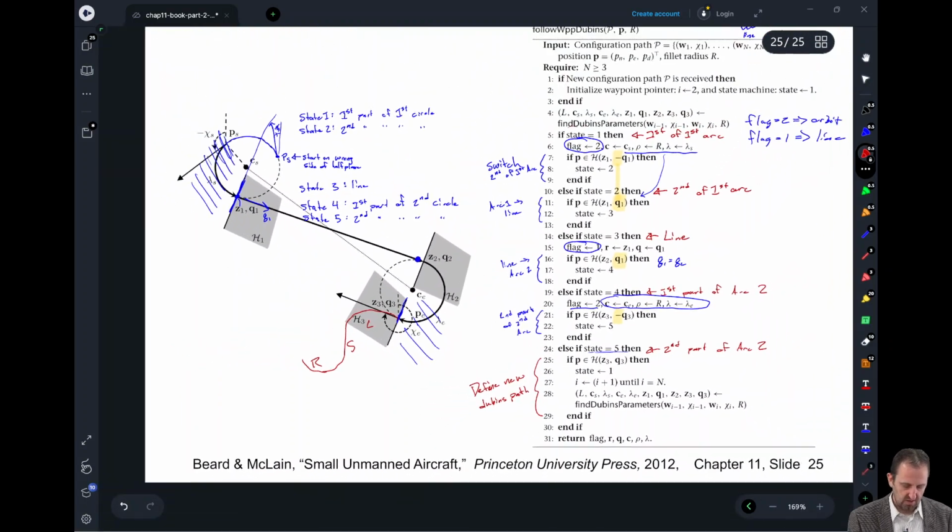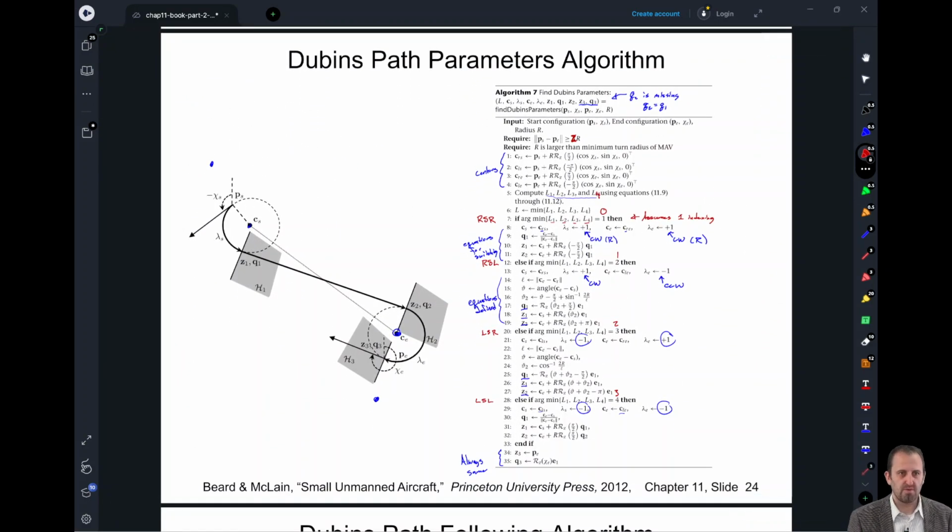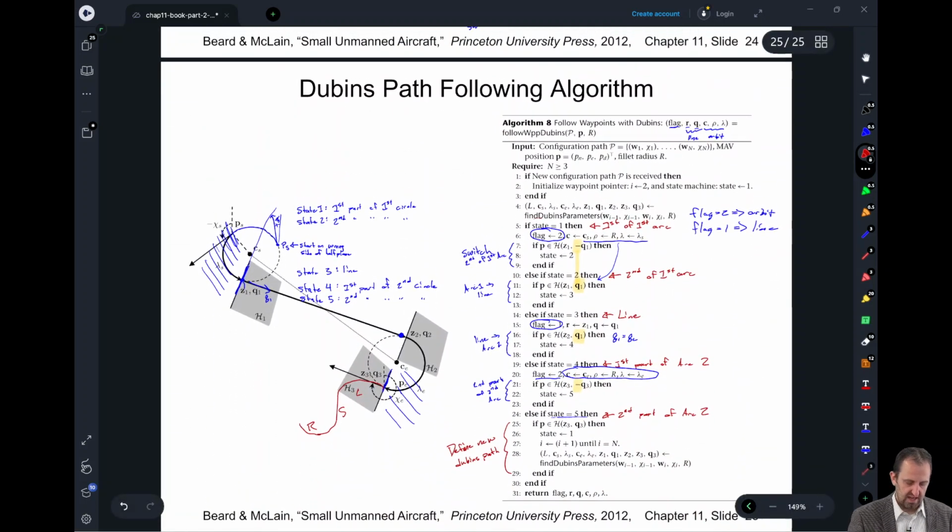Okay, and there you have it. These two slides are very important. First, for defining all the parameters that we care about, and second, for defining the algorithm that helps us manage what portion of the path we're on. The trickiest part, the one you may not have thought of, is having the first part of the first arc and the first part of the second arc. It's important that you have that logic in there, otherwise you'll sometimes be switching prematurely. All right, so there you have it. Now we have a Dubins path following algorithm.